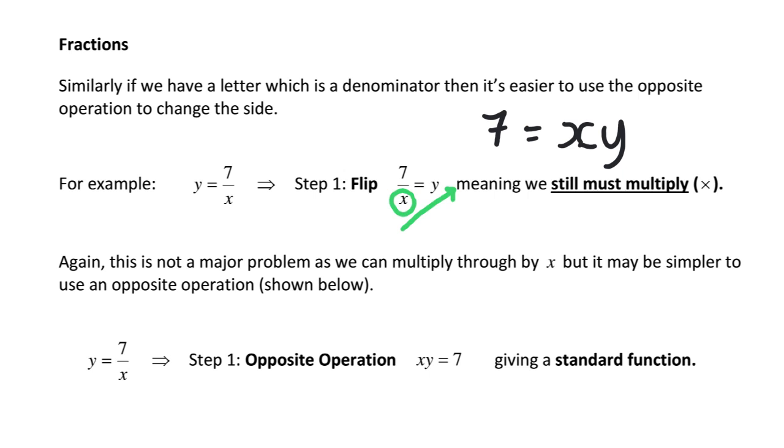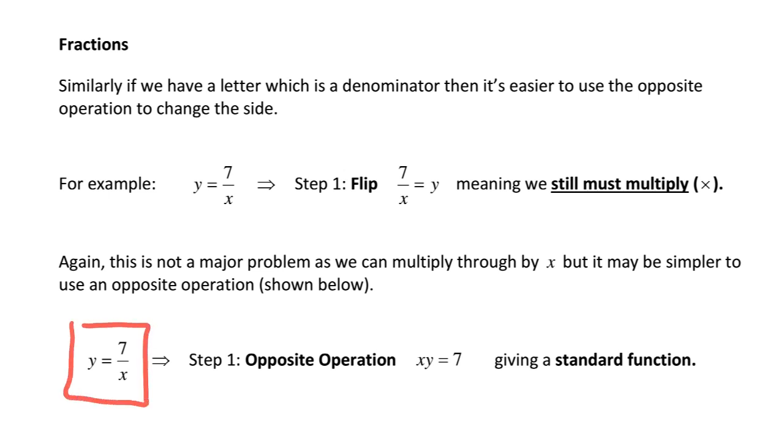So if we look down at the bottom now, you can see we've still got the same question, y equals 7 over x. And instead of flipping, we're just going to use step one as the opposite operation. And that's going to bring this x up to the left-hand side, and it will create the equation xy equals 7. Okay, now that's going to look a little bit clearer when I go through it. So in the next slide, I'll go through this full example.